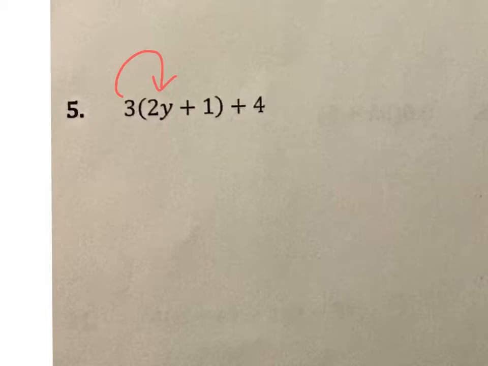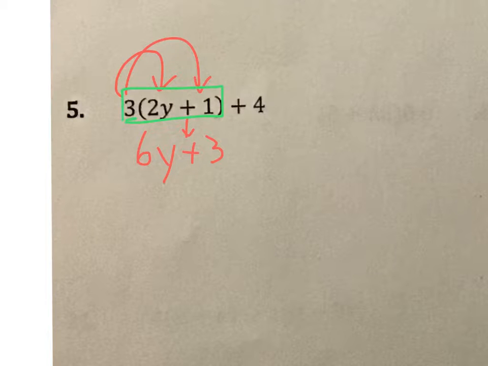3 times 2, 6y. Bring down the plus. 3 times 1 is 3. You might think you have to go 3 times 4, but no, we don't do 3 times 4 there, because you only distribute this 3 to what is next to it in the parentheses. So now you just write down plus 4.